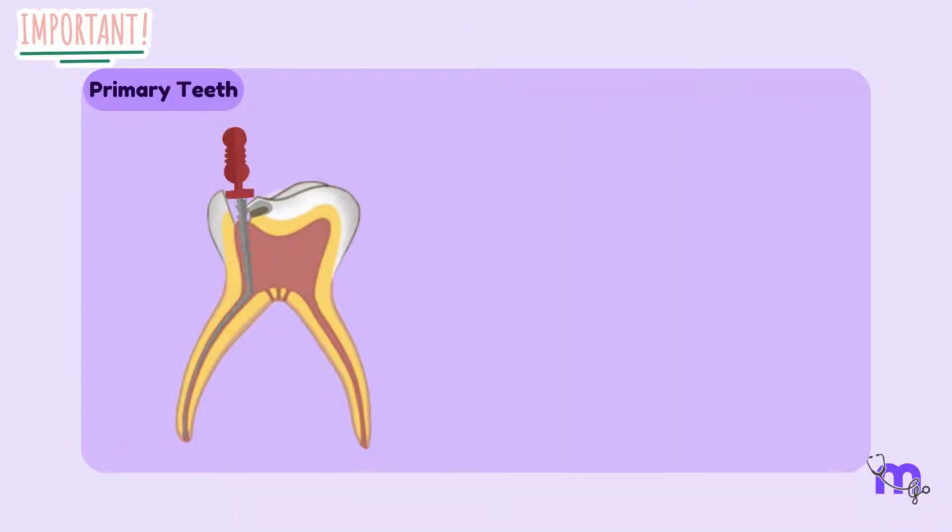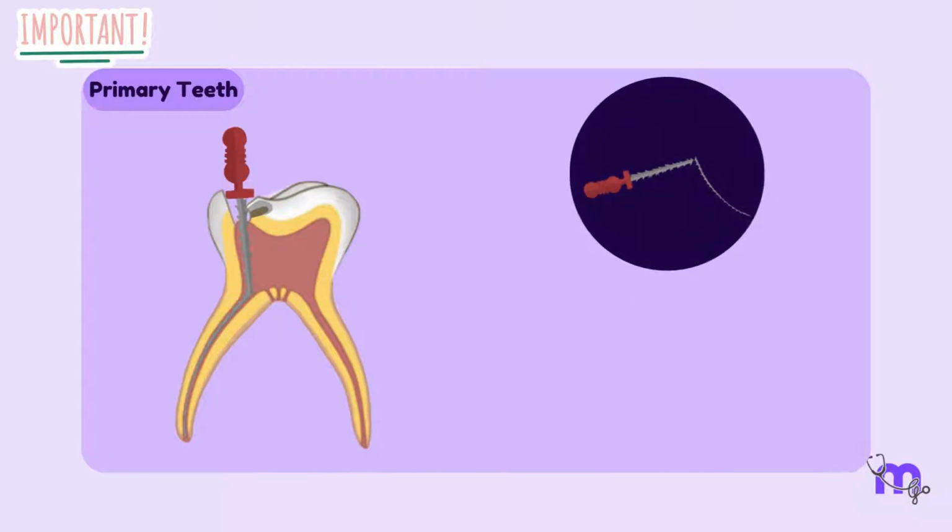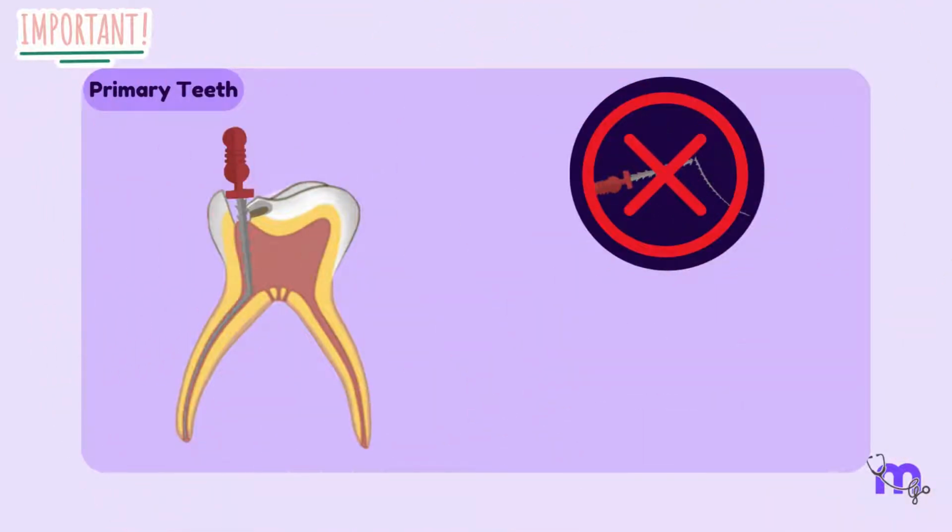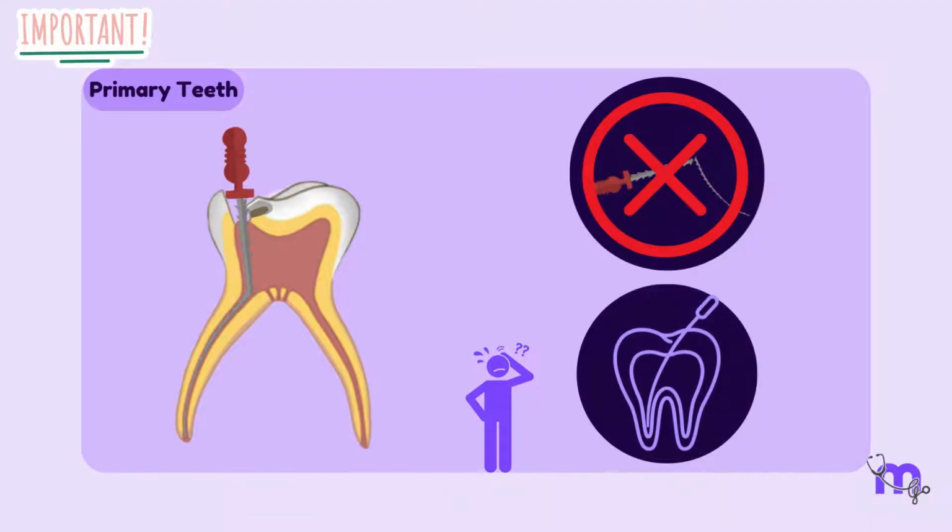This important feature is kept in mind when placing barbed broaches into the primary canals for pulp extirpation. The ribbon shape of the canals may cause breakage of the instrument, which is why broaches are avoided in primary teeth. The tortuous course of canals and ramifications make it difficult to attain complete debridement of the canals.